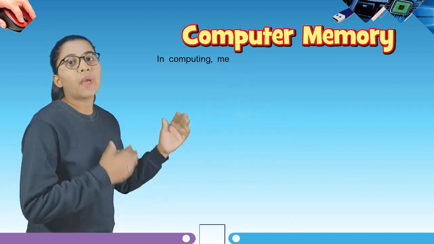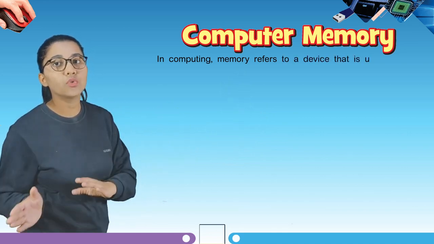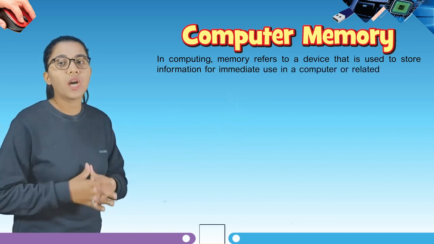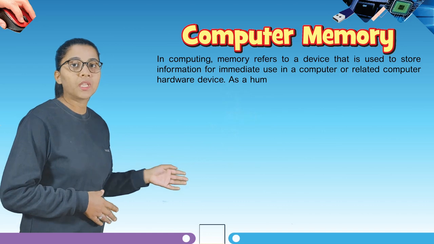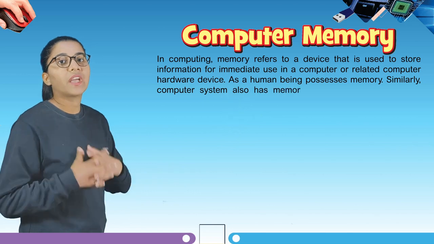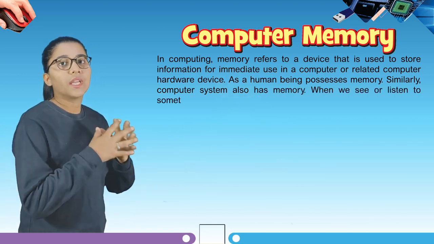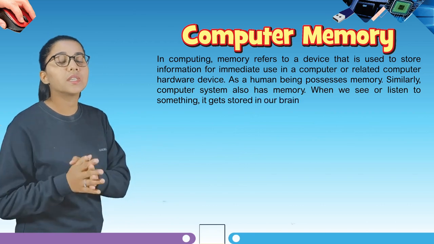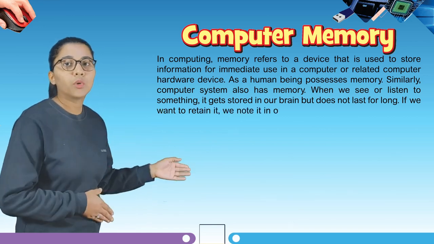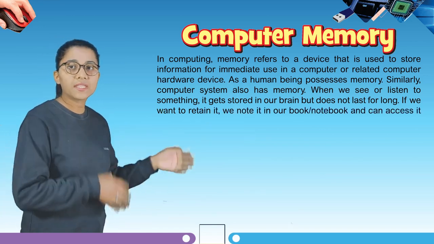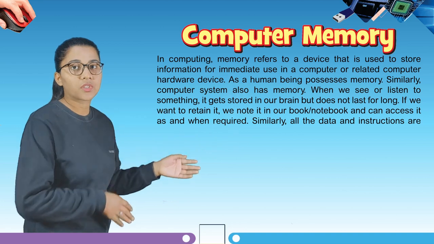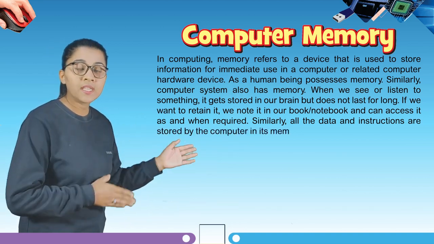In computing, memory refers to a device that is used to store information for immediate use in a computer or related computer hardware device. As a human being possesses memory, similarly, computer system also has memory. When we see or listen to something, it gets stored in our brain but does not last for long. If we want to retain it, we note it in our books or notebooks and can access it as and when required. Similarly, all the data and instruction are stored by the computer in its memory.